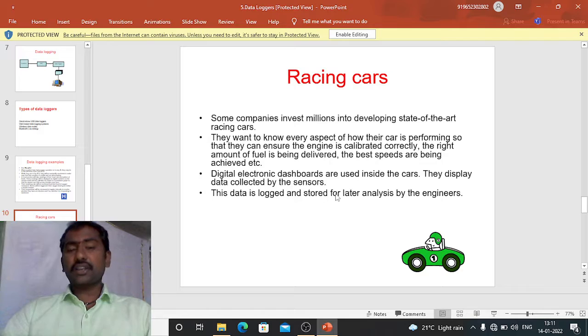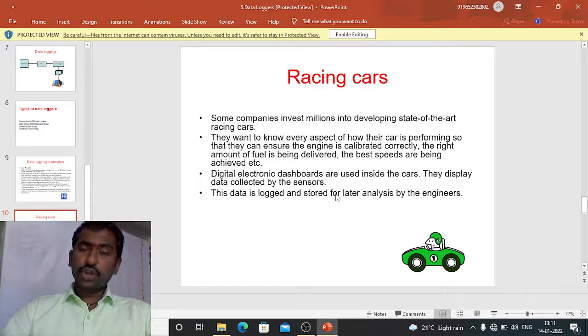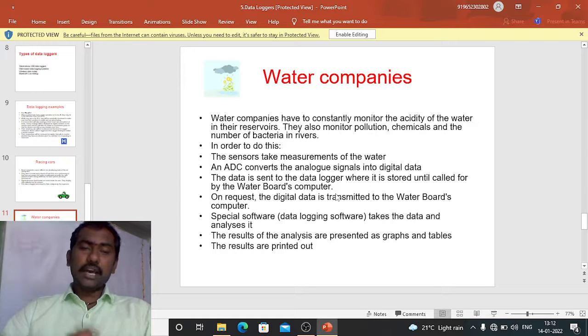And in the racing of cars, some companies invest millions into developing state of the art racing cars. They want to know every aspect of how their car is performing, so that they can ensure the engine is calibrated correctly, the right amount of fuel is being delivered, and the best speeds are being achieved, etc. So digital electronic dashboards are used inside the cars, that means nothing but data loggers. They display the data collected by the sensors, and this data is logged and stored for later analysis by the engineers.